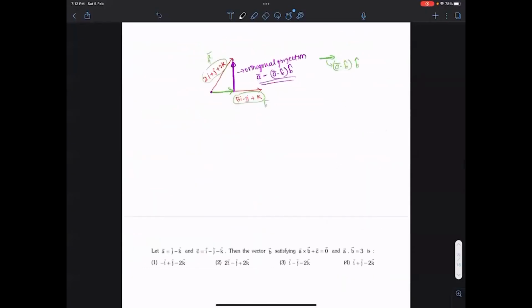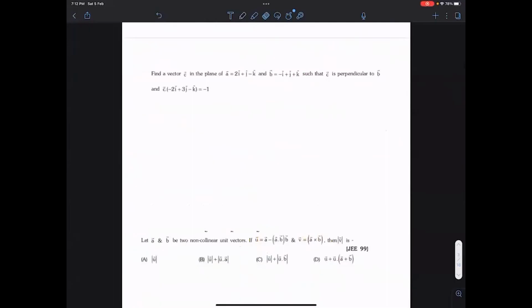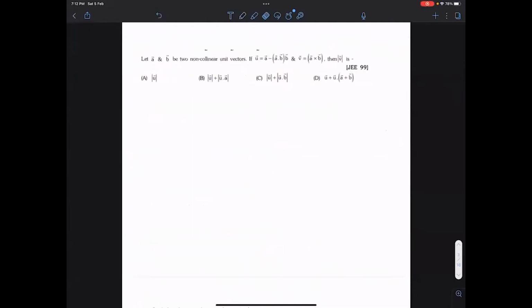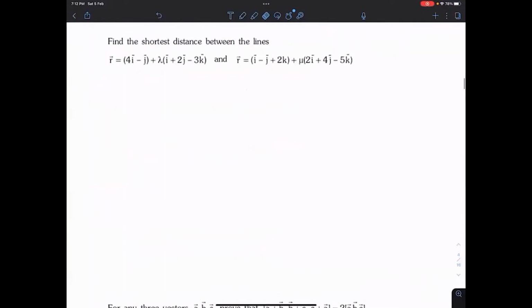Now we'll come to the next question: shortest distance between two lines. Already you know, I'm just writing the formula. If two lines are given, r bar equals a bar plus lambda b bar, and another one is r bar equals c bar plus lambda times d bar, let's say.